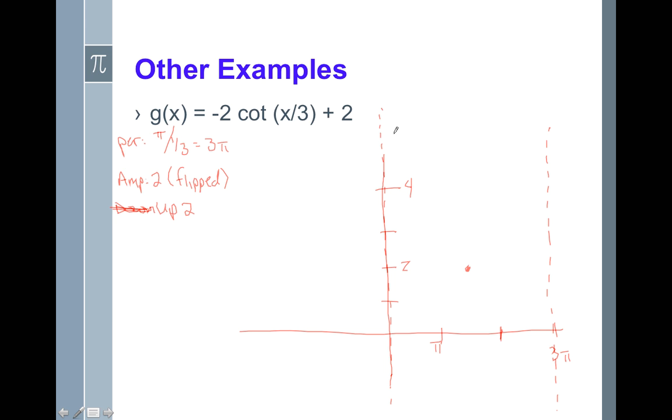Normally, cotangent goes in a downward slide, except for it's negative, so it's going to go upwards. So halfway between, which is going to be 3/4 pi, it's going to be at the 0. And halfway in the other direction is going to be at my higher point, the 4. And we're going to connect our dots.